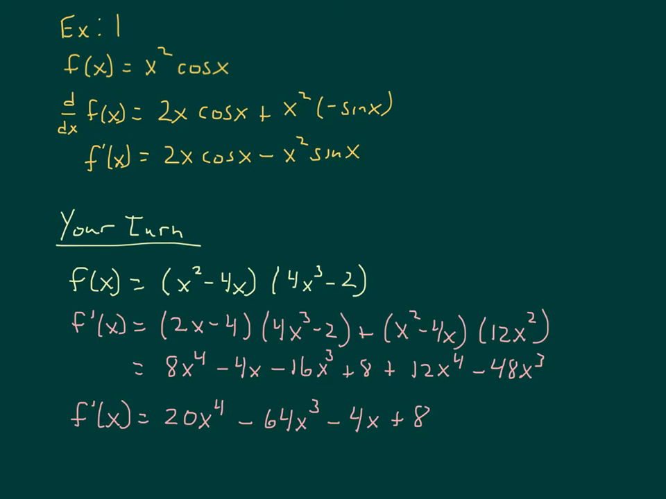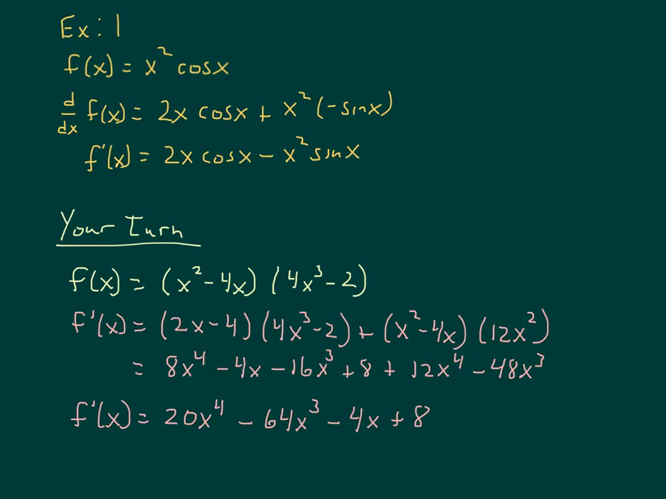In this case, we know it's a product, so we're going to use the product rule. So I know f prime of x is equal to the derivative of the first, which will be 2x minus 4, times the second, which is 4x cubed minus 2, plus the first, which is x squared minus 4x, times the derivative of the second, which is 12x squared.